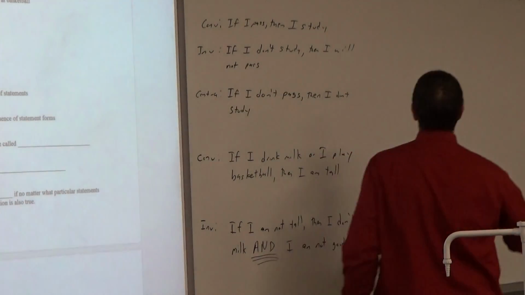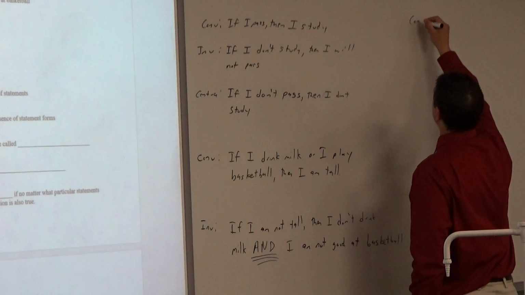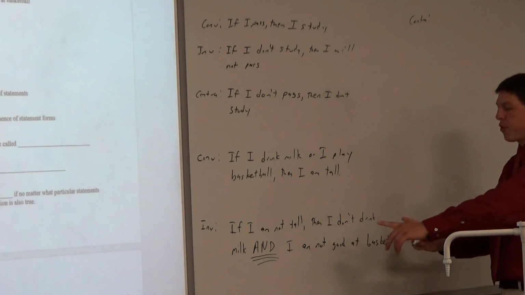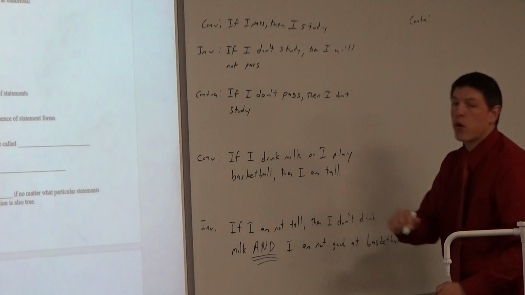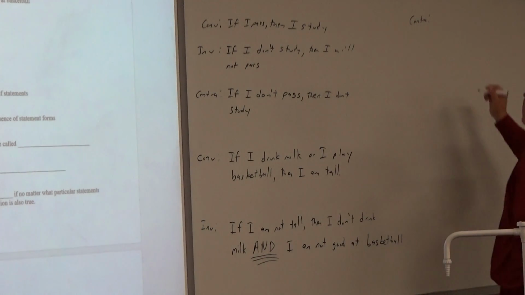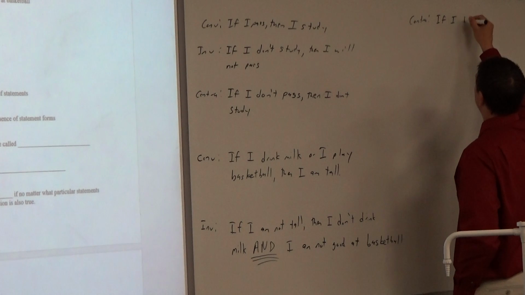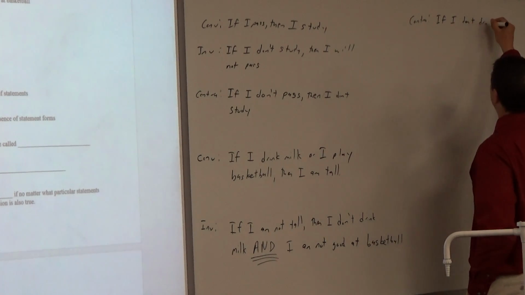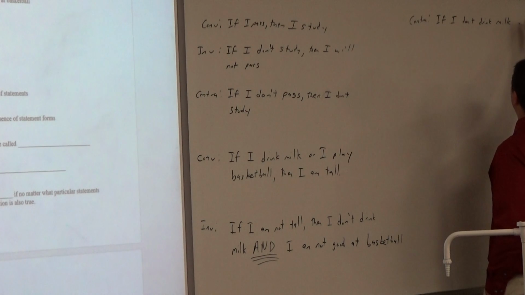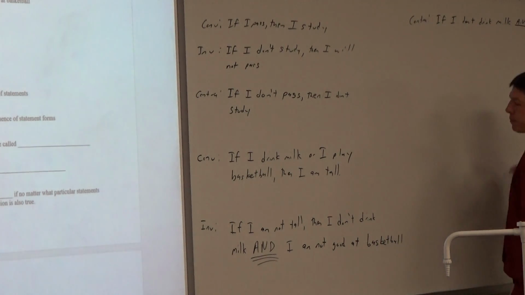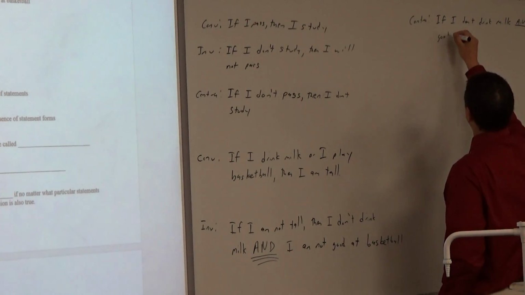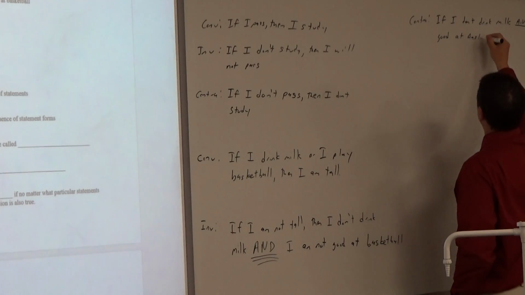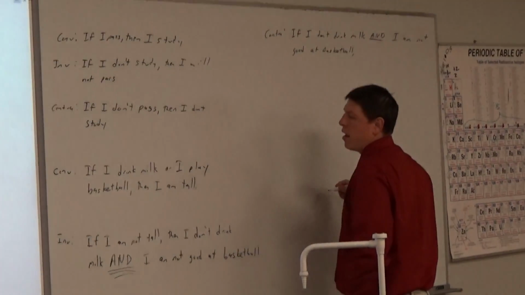All right. And then obviously, guys, once you know that, the contrapositive is very easy. In fact, for the contrapositive, all we do is we just flip the order of the inverse. So, if I don't drink milk and I am not good at basketball, then I am not tall.